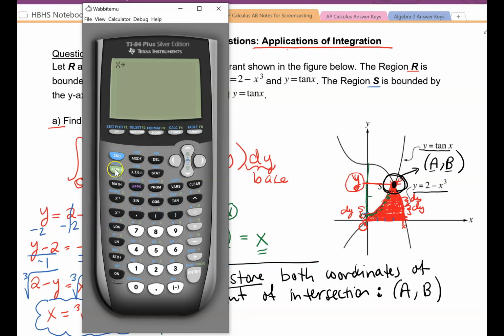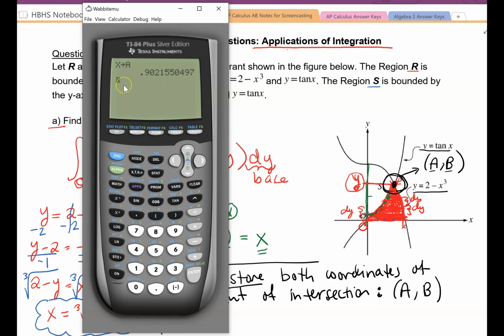For this case, I'm going to store it as alpha A. I can pick any one of these alphas that I want to, but for this one I'll choose alpha A and enter. And there you can see that x coordinate with a few extra decimals in there, because the calculator is able to store the unrounded decimal value.